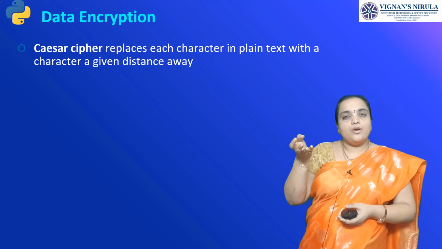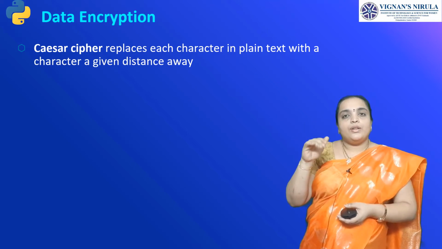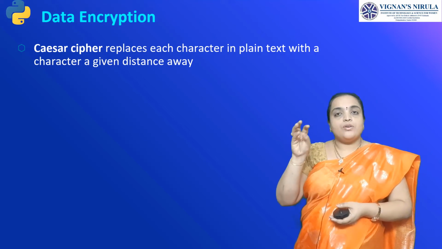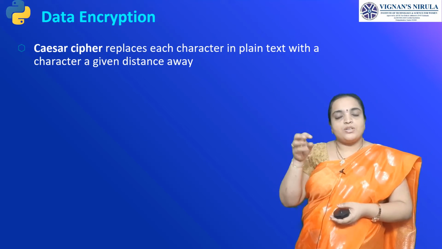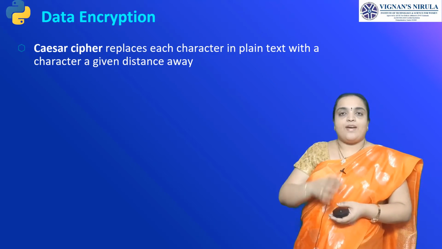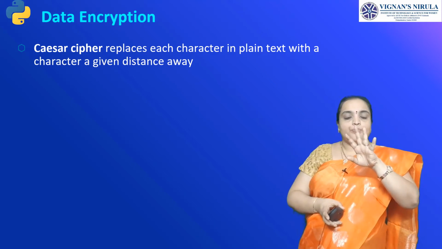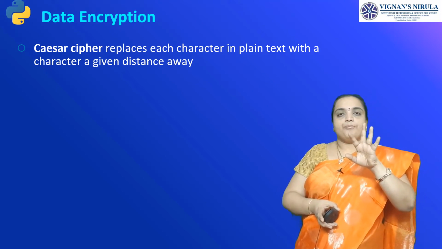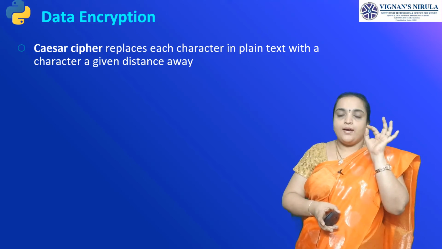At the receiver end, the receiver wants to decrypt the data. Instead of D, what does the receiver do? The receiver will subtract from the D value. So D, C, B, A. So A is the output.